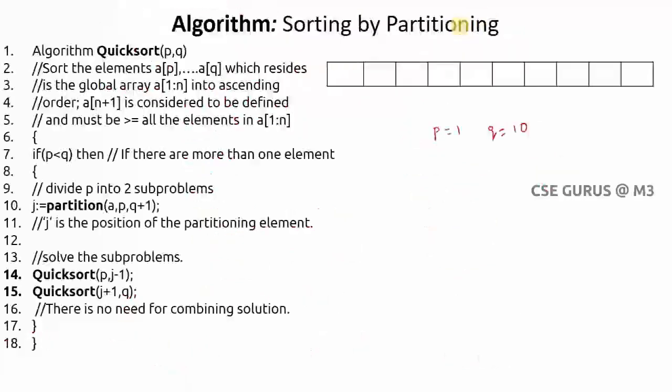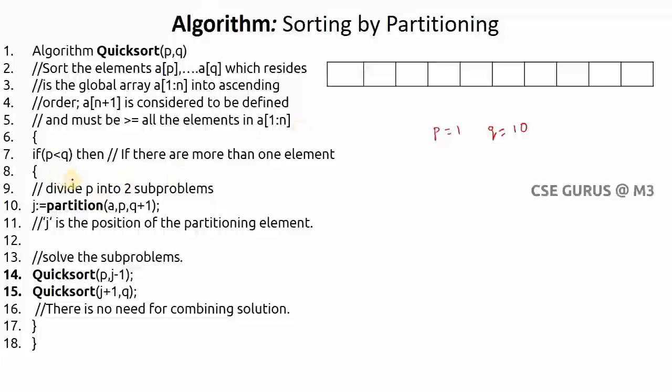This quicksort procedure is a recursive procedure, so the same procedure is calling itself here. You can see quicksort calling itself 2 times here. Now, as I said, A of n plus 1 is considered to be defined and must be greater than or equal to all the elements. So if there are 10 elements, I need to assume that the 11th element exists.